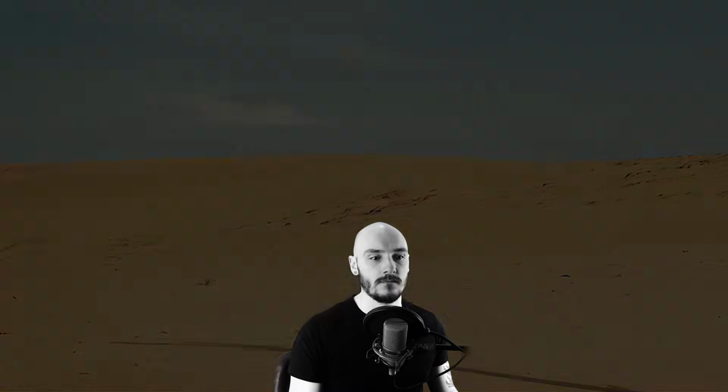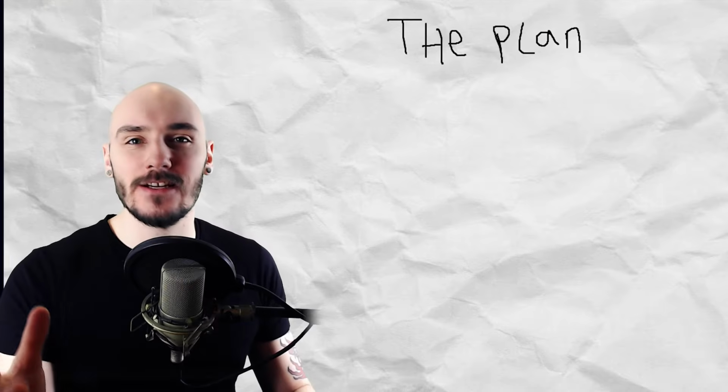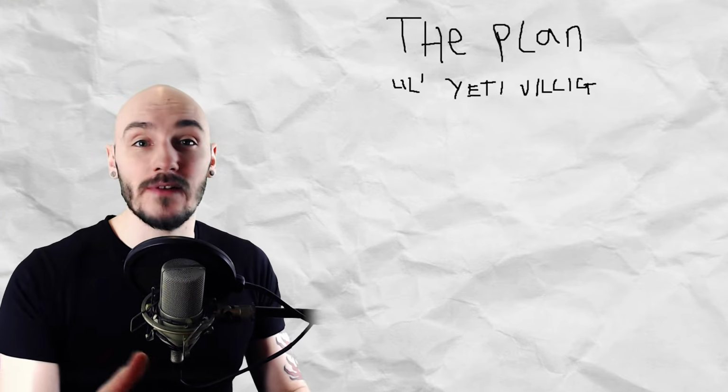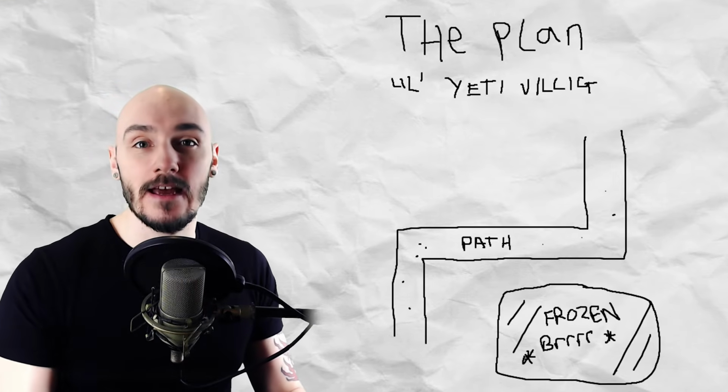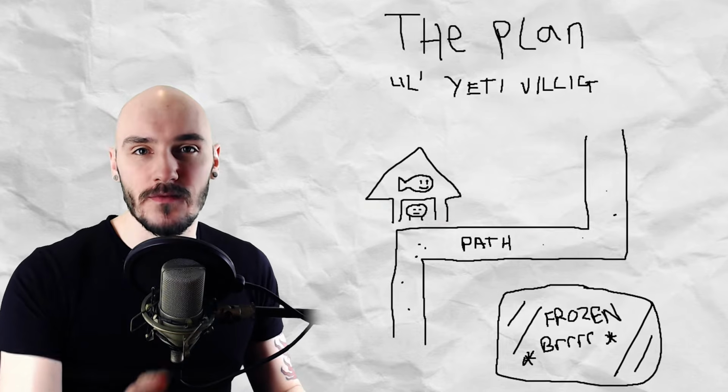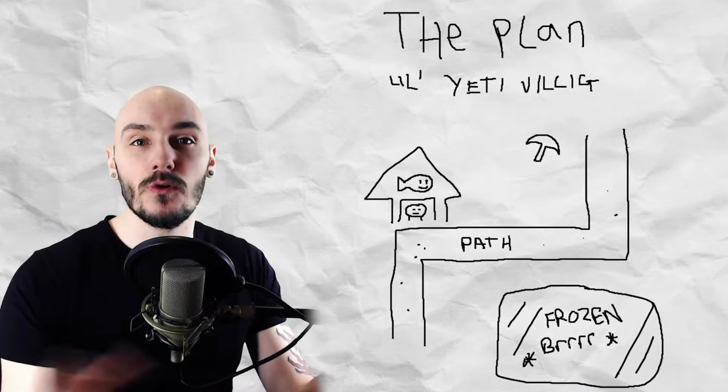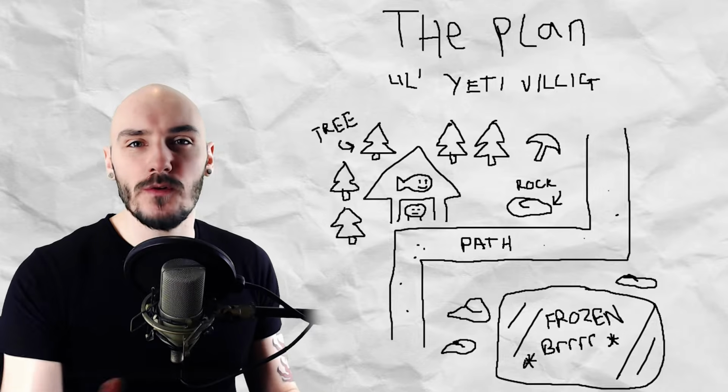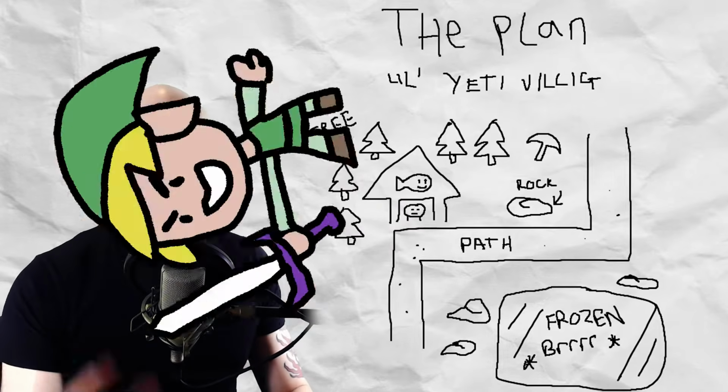I usually start off by brainstorming ideas. And I decided to go with a little Yeti village. We'll have a little pathway, a frozen lake, a shop where an NPC sells some fish, a hidden collectible pickaxe, all surrounded by trees and rocks. Sort of like a top-down Zelda-like adventure game, because that idea is completely original and everything.